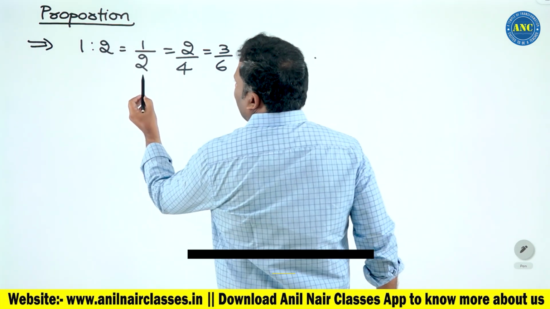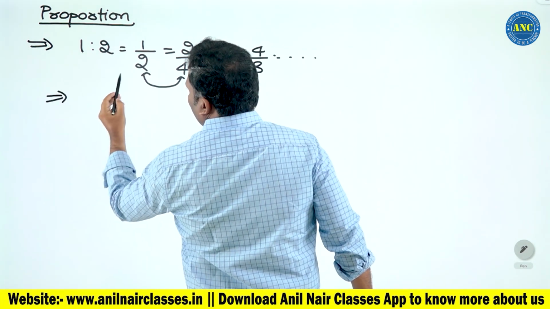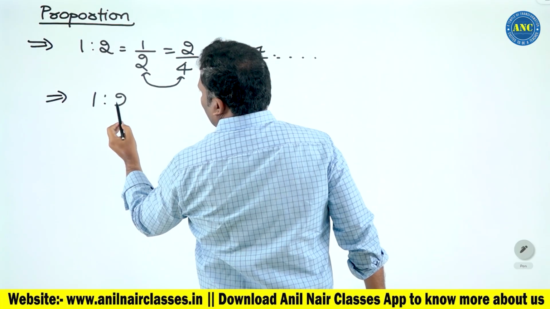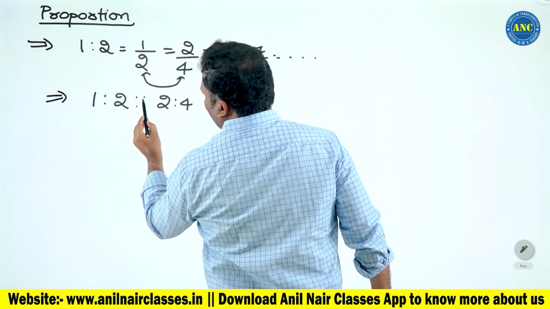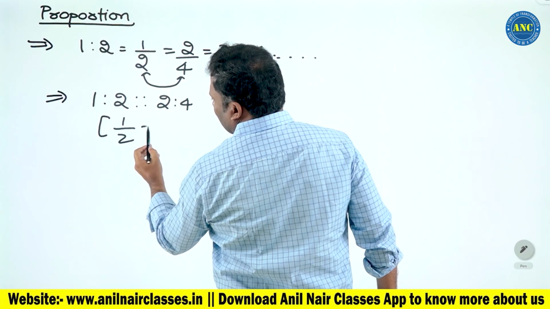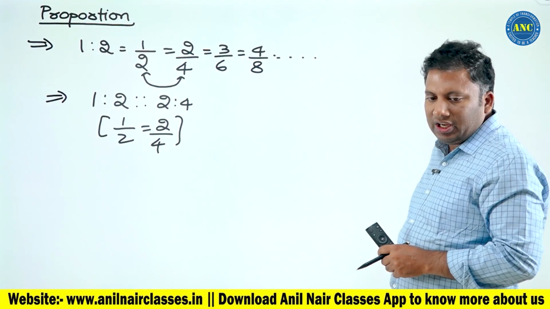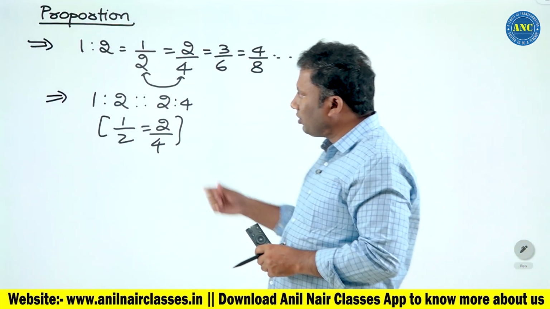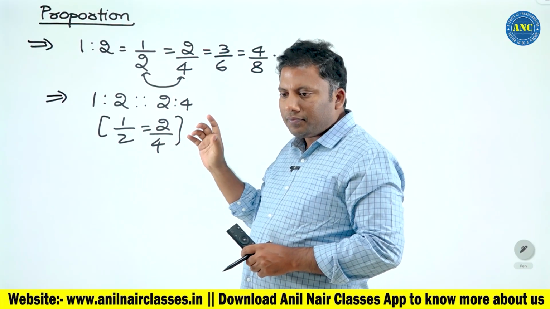Any two if you take, they are called proportion. That means 1/2 is 1:2, 2/4 is 2:4. They are said to be proportionate with each other. It is equivalent to writing in fraction. 1/2 is equivalent to 2/4. 1:2 and 2:4, they both are proportionate to each other.